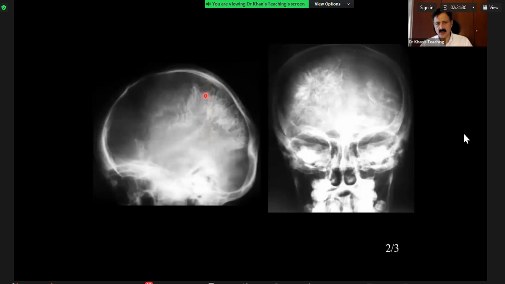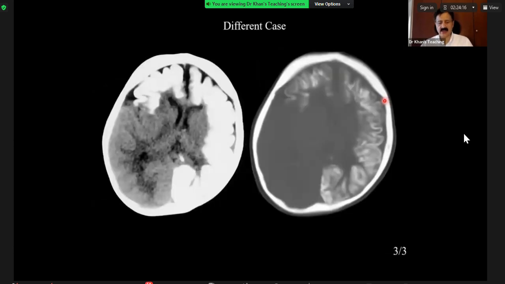And on this lateral also, it gives you this gyriform calcification. So nothing else should give you this kind of appearance. In our case, there is actually bilateral involvement, but on this side it is more than on this left side. It's a different case, but just to highlight the findings, this is that gyriform calcification which we were talking about.